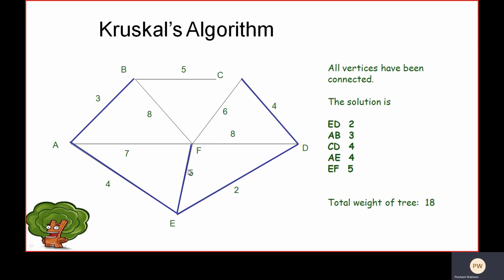Now the solution of this Kruskal algorithm is E to D is 2, A to B is 3, C to D is 4, A to E is 4, and E to F is 5. So the total weight of this tree is 3 plus 2 is 5, plus 4 is 9, 9 plus 4 is 13, 13 plus 5 is 18. The total weight of this tree is 18.